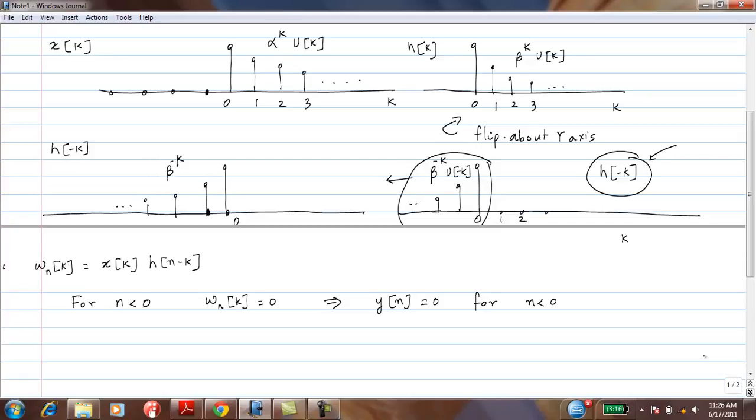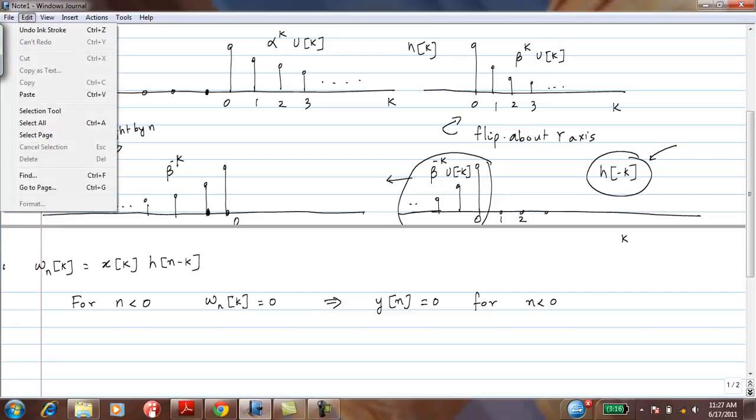Yeah. So when n is positive, what happens is we take h of minus k and we shift h of minus k to the right by n. So when we do that, what's going to happen is this whole signal gets shifted to the right.